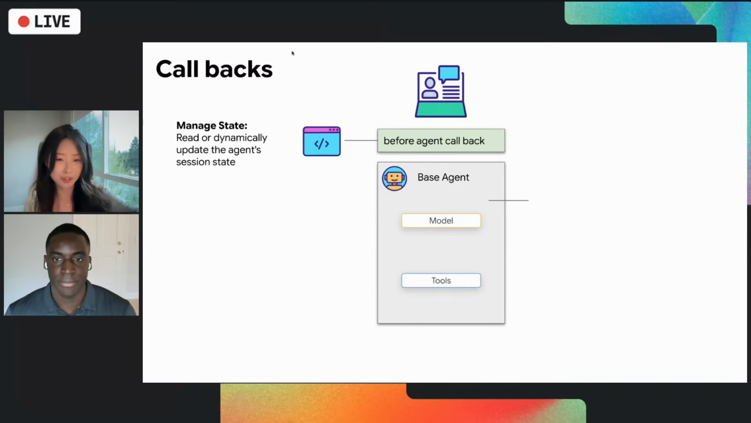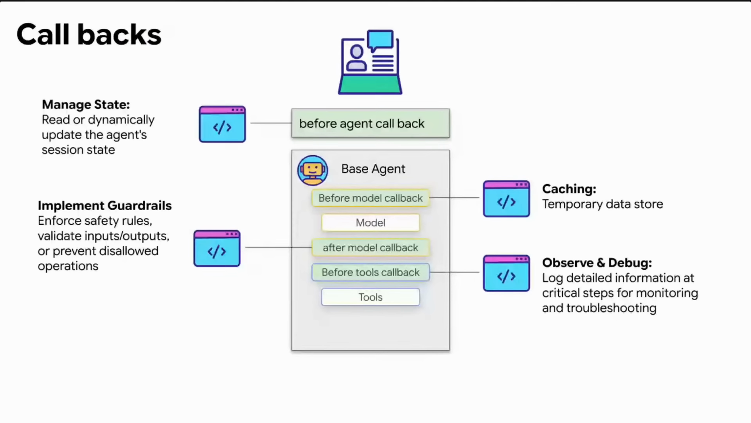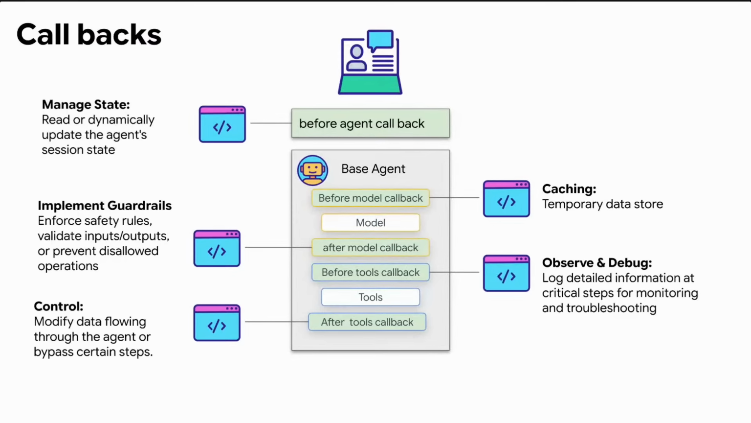For example, before you're using the model, before agent callback, before model callback, and after you're using the model, and before the model decides to use the tool, and after your agent is using the tool. So at every intercept point in this whole lifecycle, you can add your own custom logic. Yeah.